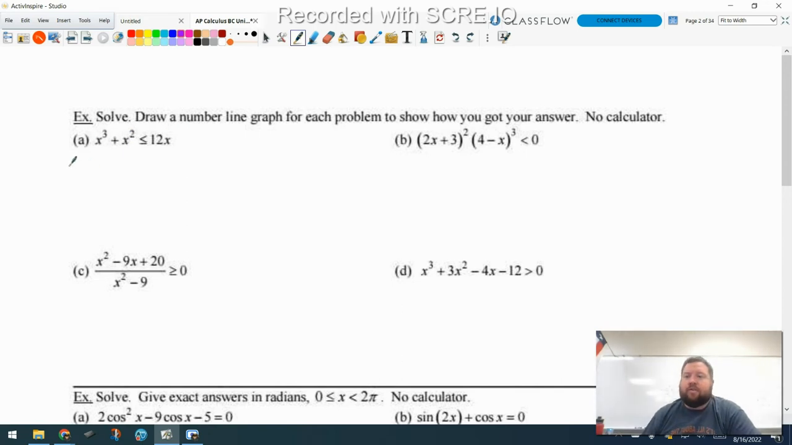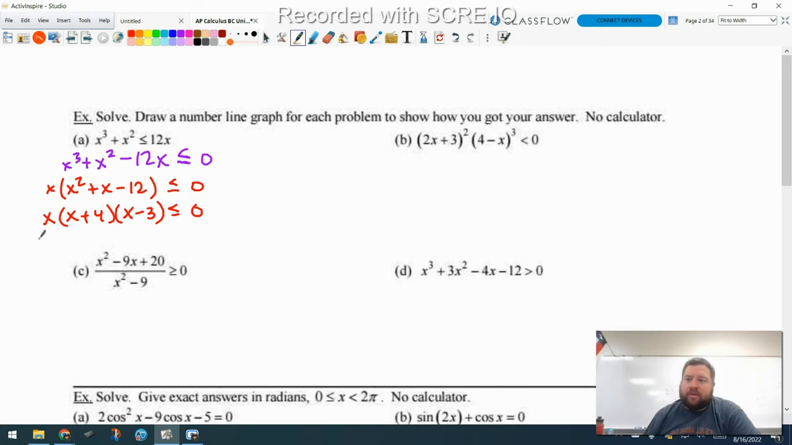So I'm going to move that 12x over. x cubed plus x squared minus 12x, and we're going to pretend it's equal to 0 for the moment, and I'll come back to that. Actually, I'll write it less than or equal to. But we are going to solve it like an equation first, and then we worry about the inequality at the end. All right, so we need to do some factoring here. I can take an x out. Then we can factor that quadratic, x plus 4 and x minus 3.